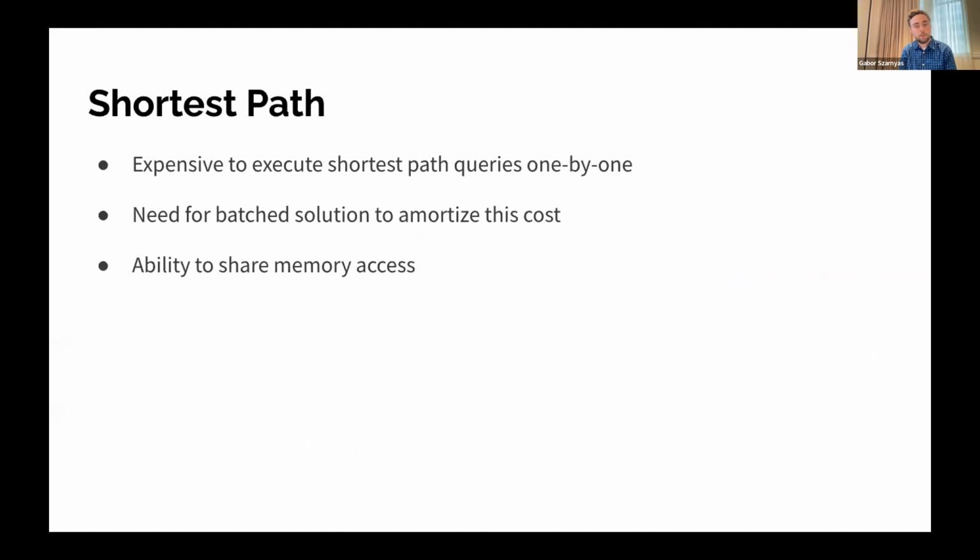For the shortest path, we realized that it was inefficient to execute these shortest paths one by one, so one source to one destination. So we needed a batch solution to amortize the cost, because we typically have many source to many destination queries. And with the solution we found, we have the ability to share the memory access, which is a major bottleneck. It's not the computation that's per se heavy, it's the memory access.